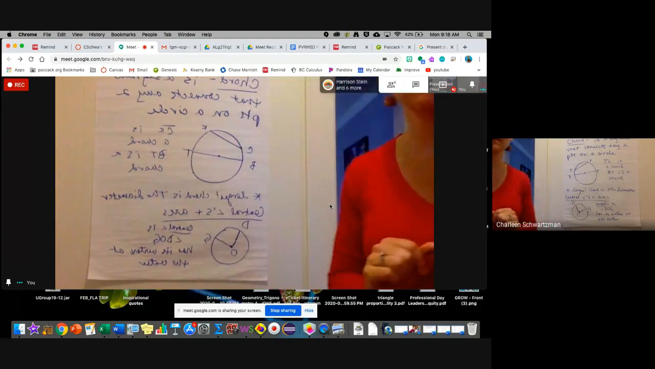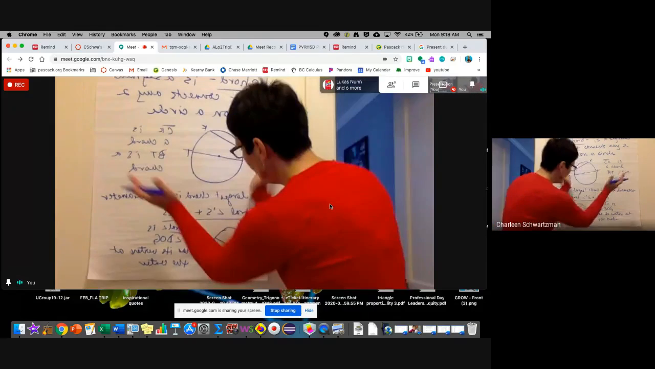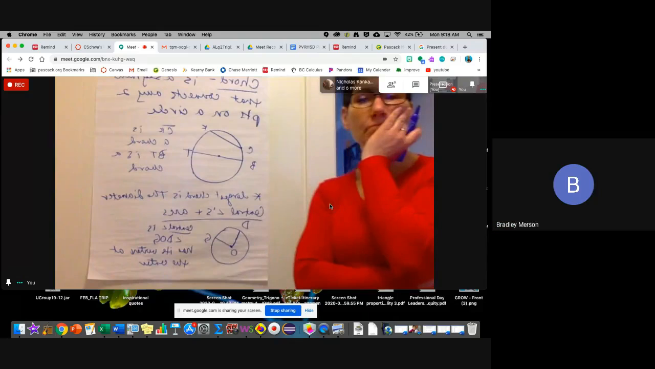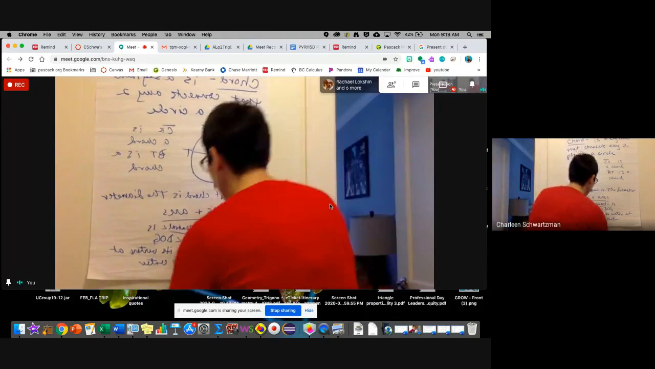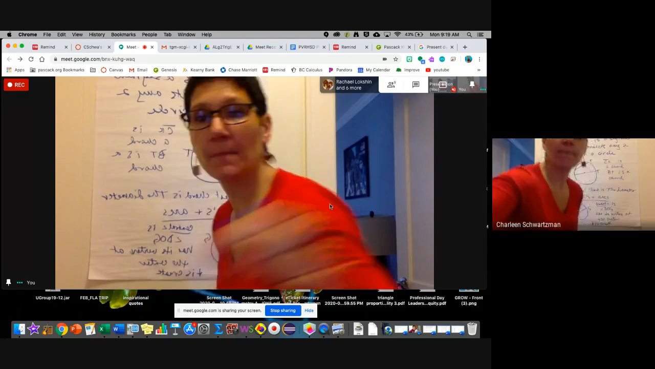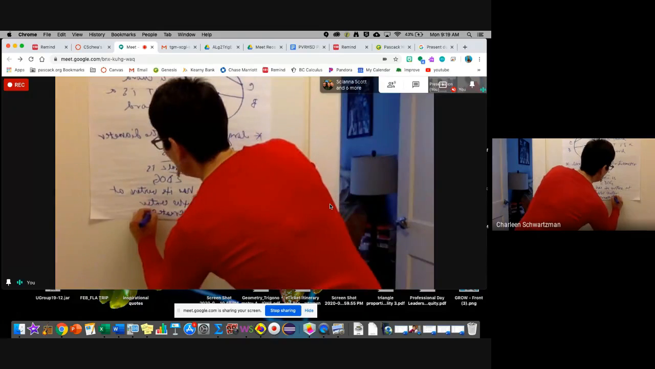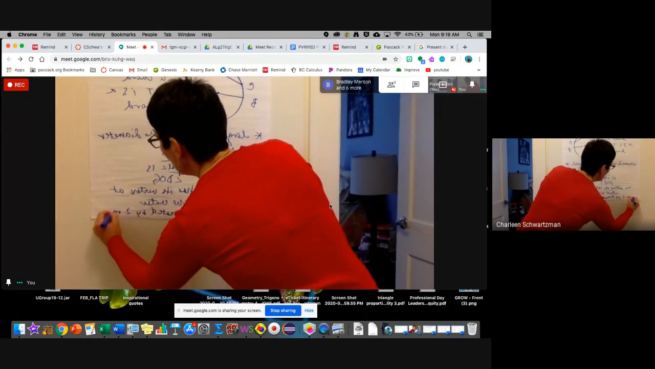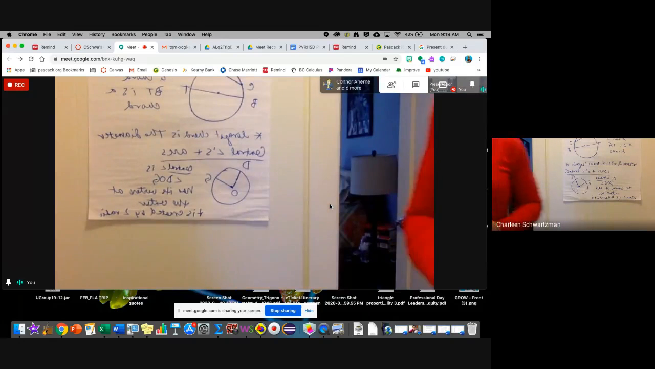If I said to you this angle here, what is it made up of? Two radii. Very good. It's created by 2 radii. Awesome. So that is what a central angle is. A central angle is an angle whose vertex is at the center, and it's created by 2 radii.